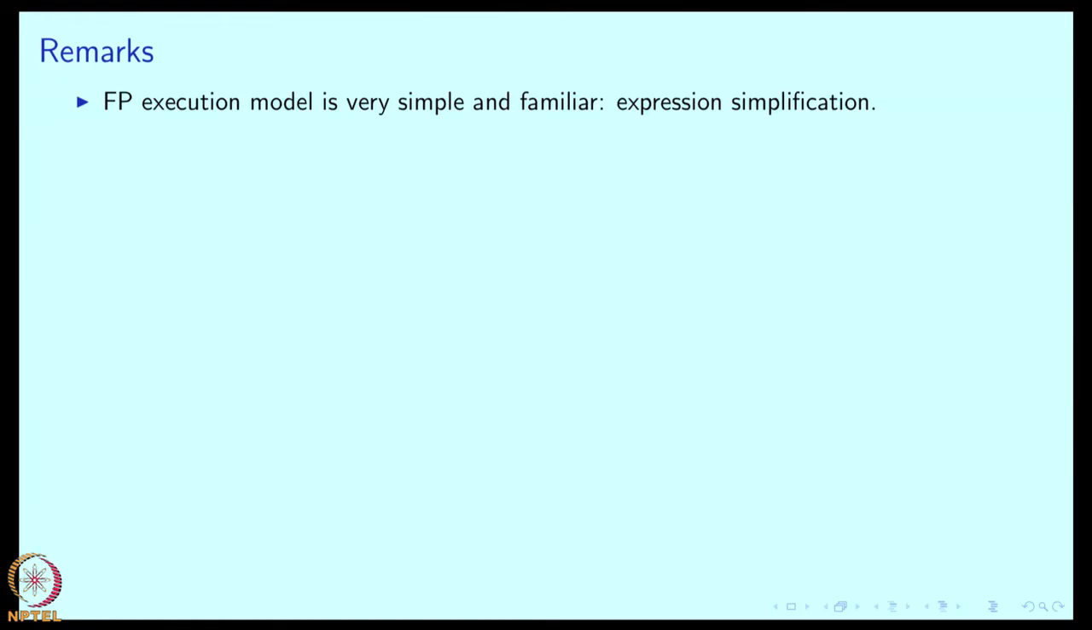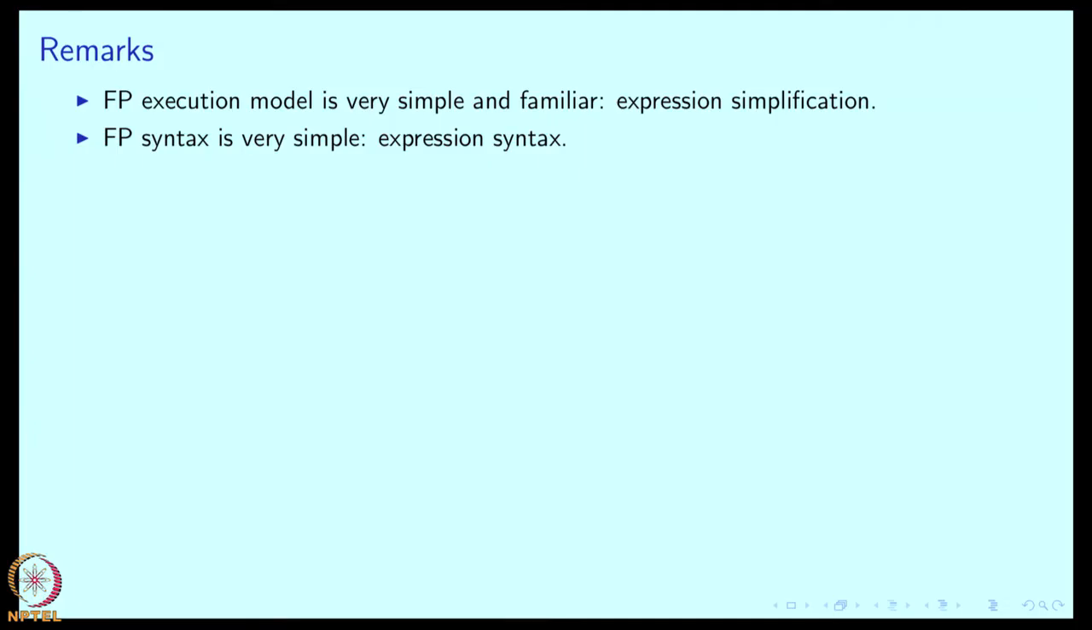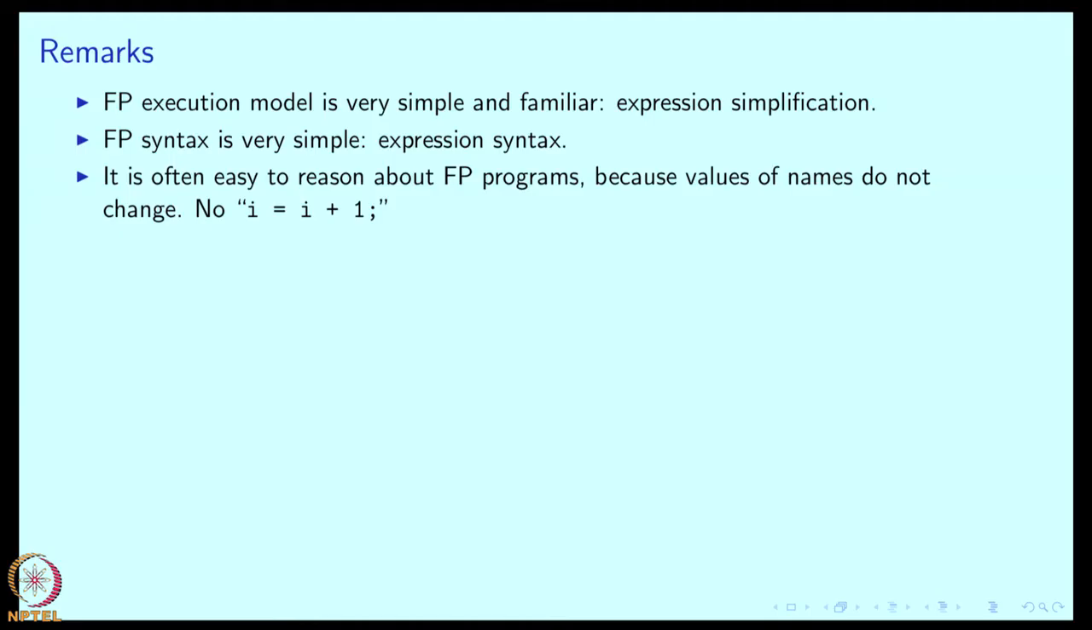So the first remark which I just made: the functional programming execution model is very simple and familiar, expression simplification. Its syntax is very simple, expression syntax. And here is one more interesting point, that it is often very easy to reason about functional programs, scheme programs for example. Because just as in mathematics, the value of a name never changes, even here, if I have a name n, it always means the same thing. Well, in a different context it might mean something different, but within a given context, I cannot do anything like i equal to i plus 1. So whenever I see n, I know exactly what it is referring to. This is another idea which makes functional programming easy.